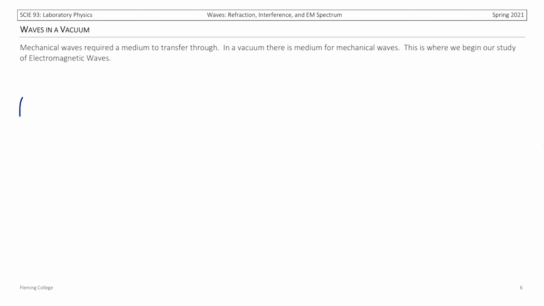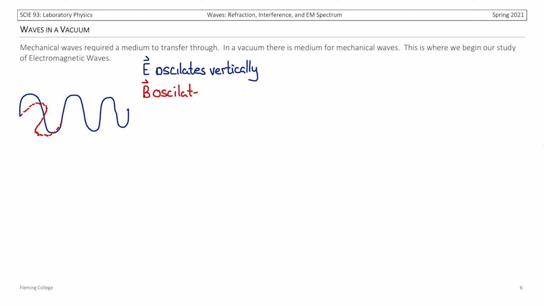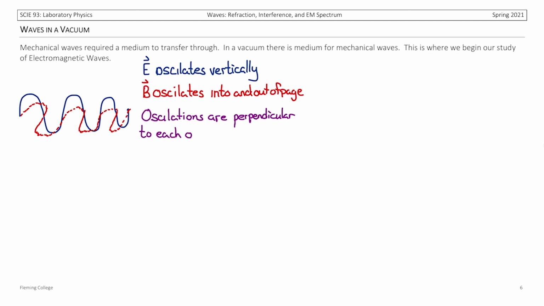As you can imagine, electromagnetic waves are made up of a magnetic field and an electric field. These two fields are perpendicular to each other. So I'm going to do my best to sketch them here and show you that you have an electric field drawn in blue, oscillating vertically, and a magnetic field drawn in red, oscillating into and out of the page. Both sets of oscillations are perpendicular to each other and the direction of energy transfer.